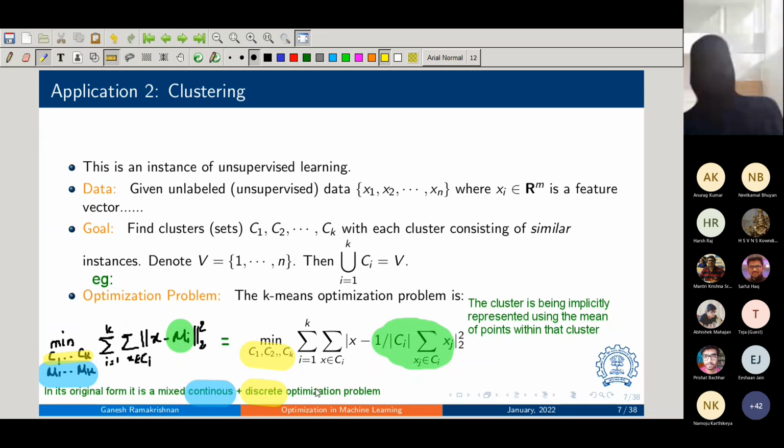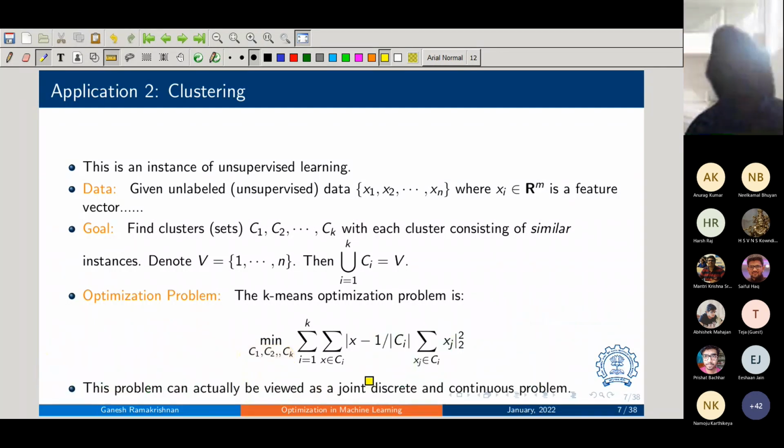Now this mixed discrete continuous optimization problem cannot be solved in one shot. It's iteratively solved. You solve for the mu i's, then the Ci's, and the mu i's, and the Ci's. Right. So because of this implicit representation, the problem looks a lot more compact, but actually it's not as simple. You have to actually elaborate in terms of mu i's and Ci's and solve them alternately. So that's my concluding comment. This can be viewed as a joint discrete and continuous optimization problem.